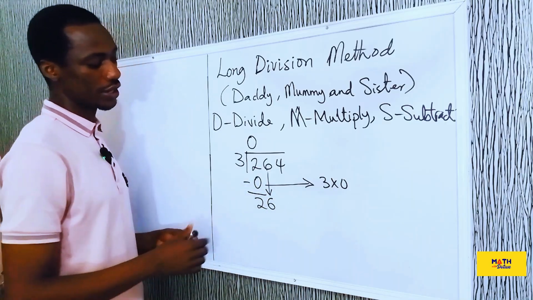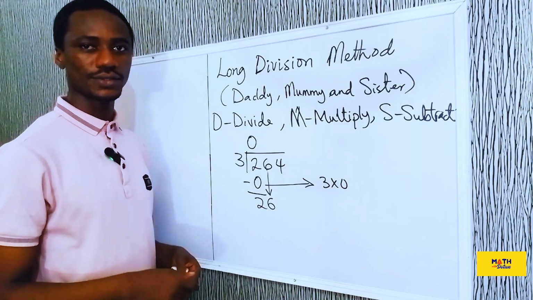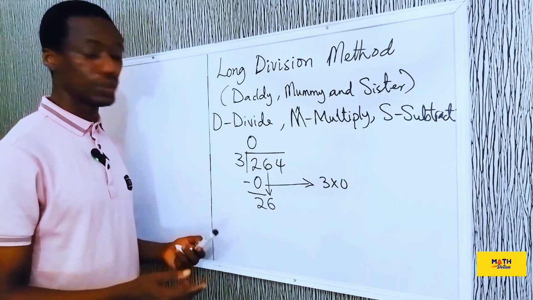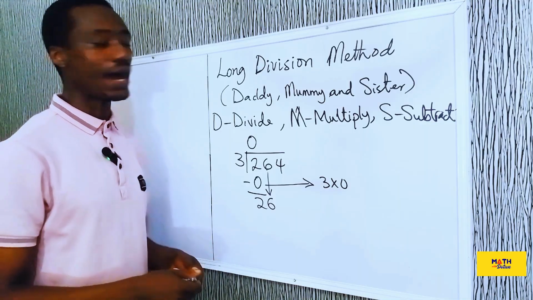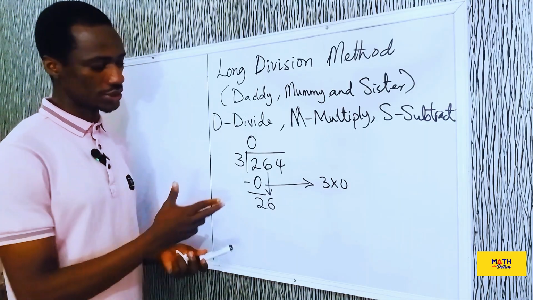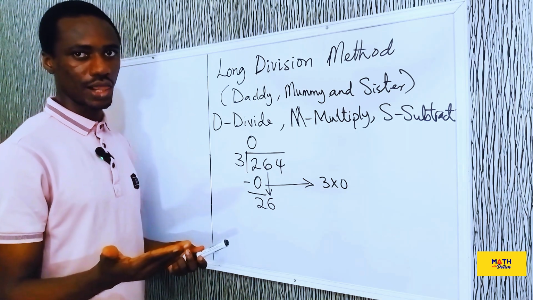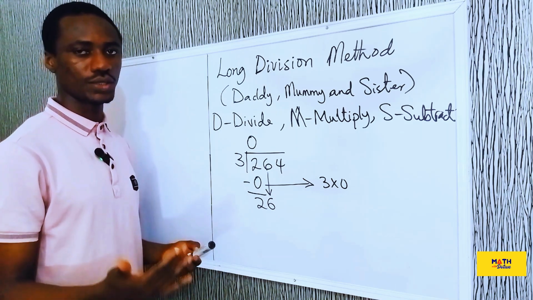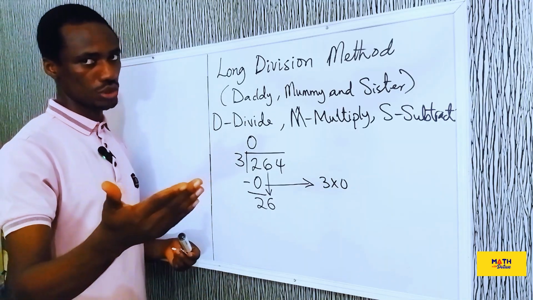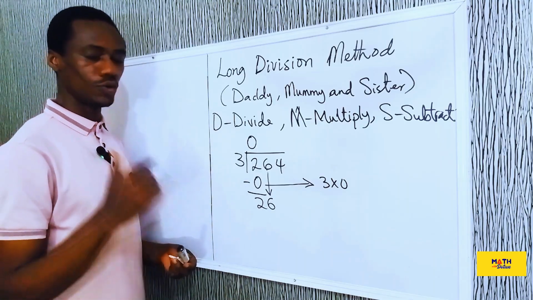Here now we have 26. So 3 in 26. 3 in 26 is 8. How do I know it's 8? Because I checked the closest multiple of 3 to 26. 3 times 5 is 15. 3 times 6 is 18. 3 times 7 is 21. 3 times 8 is 24. 3 times 9 is 27. Oh, 27 is more than 26. So I come back to 3 times 8, which is 24.